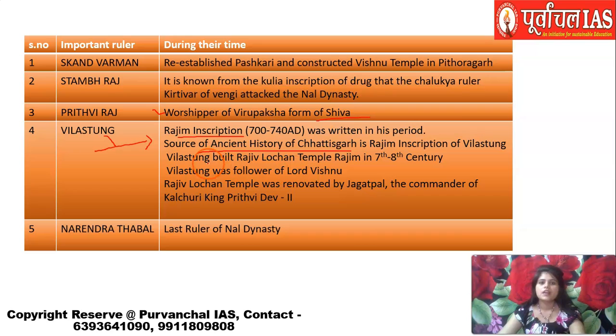Okay. Vilastung built the famous Rajiv Lochan temple of Rajim in the 7th and 8th century, and he was a follower of Lord Vishnu. Later on, during the Kalchuri period, this Rajiv Lochan temple was renovated by Jagatpal, who was the commander of Kalchuri king Prithvidev II. And the last ruler of the Nal dynasty was Narendra Thabal. And this ended the Nal dynasty.